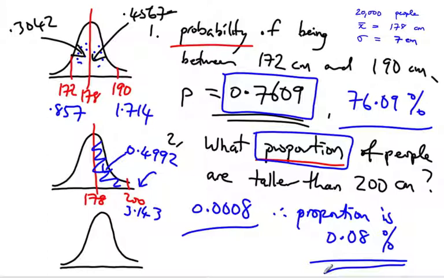76.09? Hell of a lot more than that. 15,180. Correct. How did we get 15,000? 20,000 times 0.76. Right. Answer to question number 3. 0.76 is the probability. That means 76% of the survey.